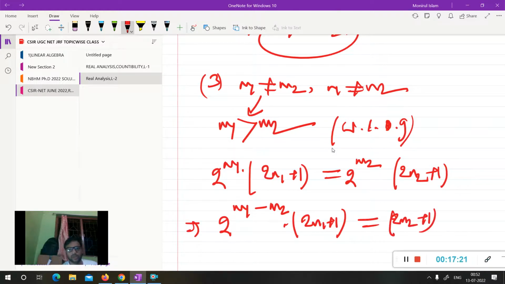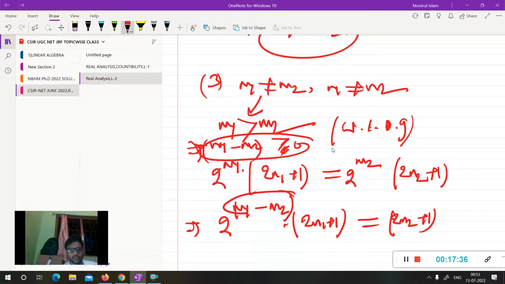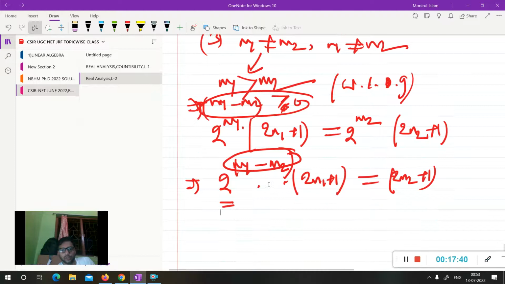Now see, m1 is greater than m2, so from here you can tell that m1 minus m2 will be greater than 0. And both are integers, so m1 minus m2 is greater than 0, so here a 2 will remain in this product. Since 2 will remain in this product, this 2 into this product will be an even number. Hope you understand, this will be an even number.